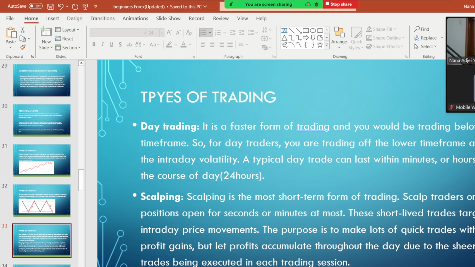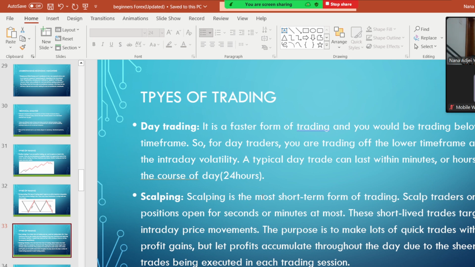They can hold trades for a maximum of maybe 3 minutes, 5 minutes, and then they close out. Because of their repetitive trades, they try to accumulate these small trades for a bigger profit gain. I wouldn't advise that, as you are starting out, you become a scalper, because sometimes the trend may be a bit confusing because of how fast the market moves in the lower time frame.